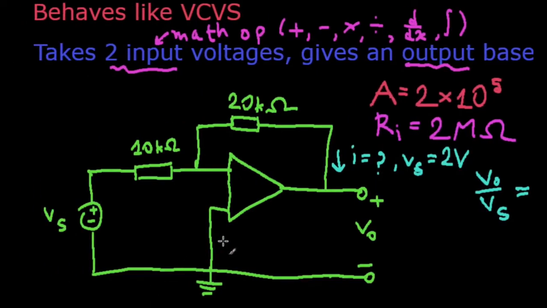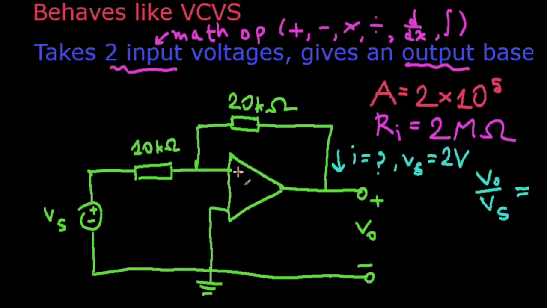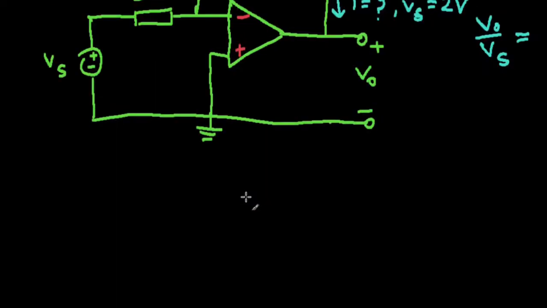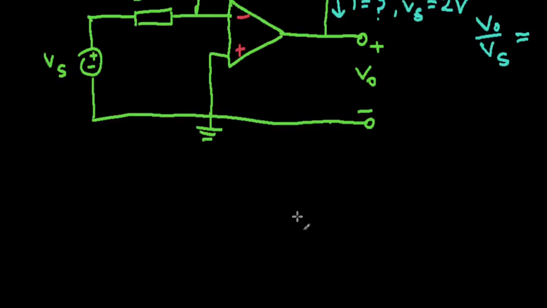But anyways, I should label the terminals of the op amp. They did label them here, so this is a minus, and this is a plus. But suppose some poorly written question doesn't have them labeled, you should still assume that the upper one is your inverting input, and the lower one is your non-inverting one. Anyways, so what do we do?